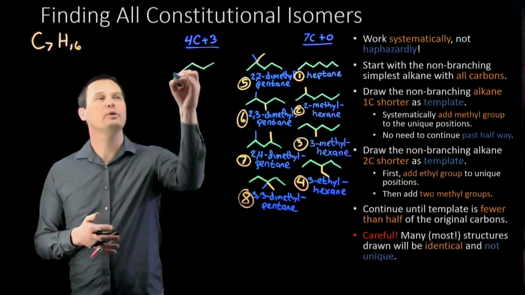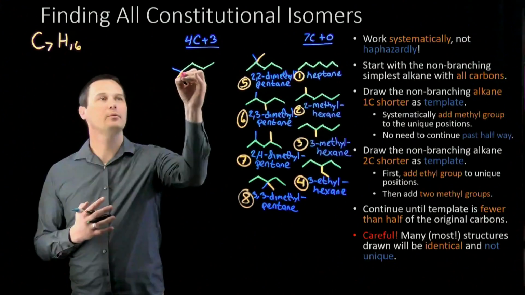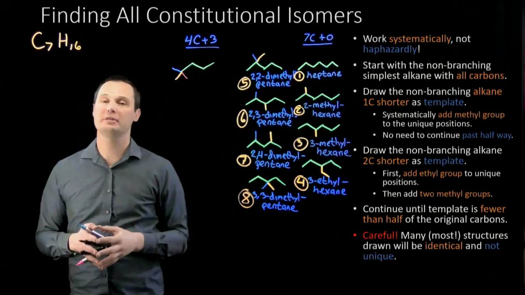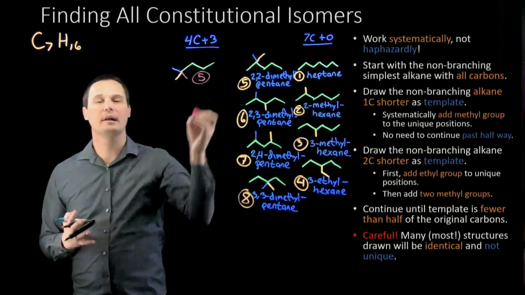What I want you to see is you don't really need to add any of the methyl groups to carbon number 1. If you add any of the methyl groups to carbon number 1, that's automatically going to increase the carbon chain to 5, and that's going to make them all identical to the C5 isomers that we've already found. This one would be identical to 2,2-dimethylpentane, a molecule we found previously.